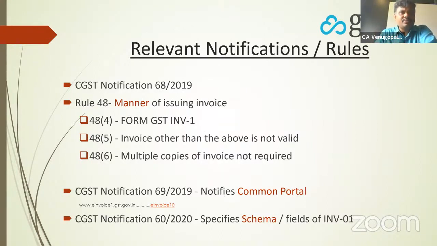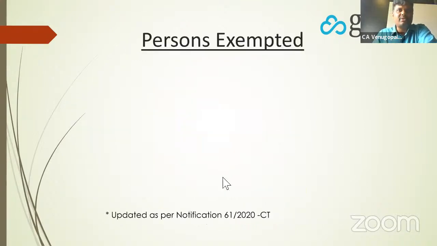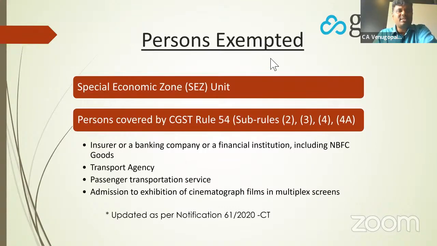Like how you have seen GSTR 1 or 3B filing, there is a JSON structure. We call it a schema in technical words. The schema has been defined under notification 60/2020. There is a certain category of people who have been exempted from generating e-invoice. So their business is exempted. These have anyhow been earlier covered under the notification, rule 54. They have already been exempted.